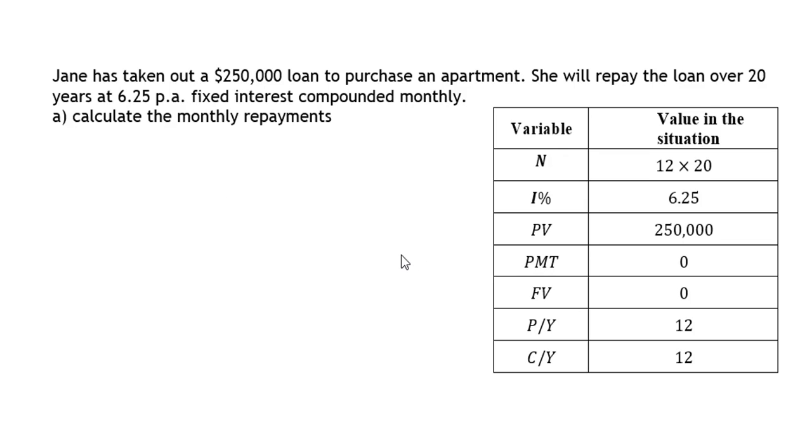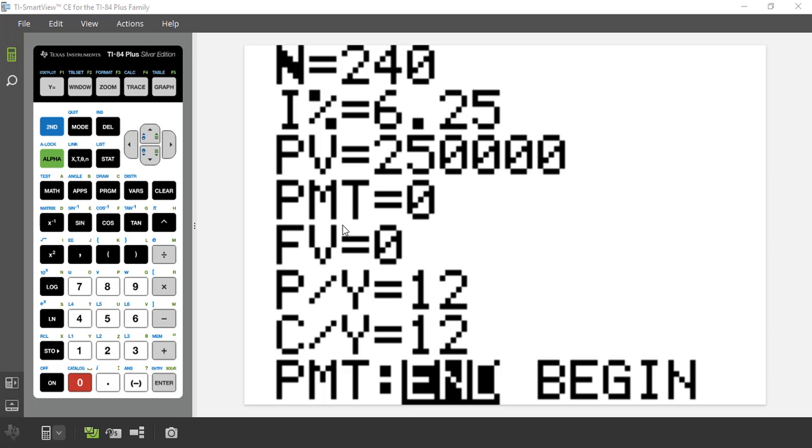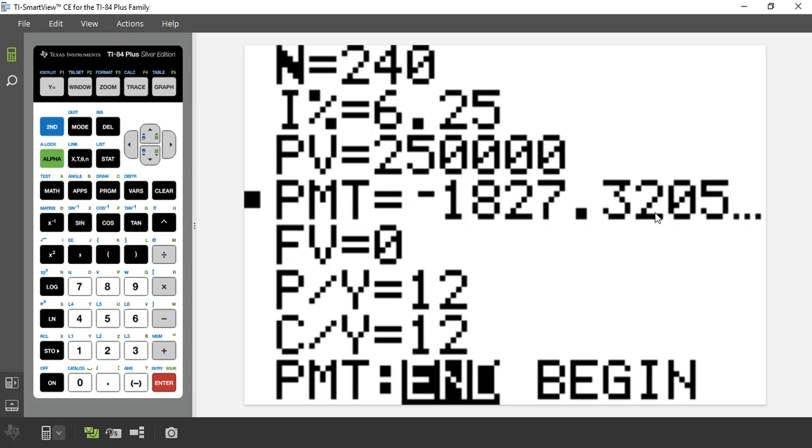Now we will put it into the graphing calculator to figure this out. We are looking for this PMT. So we do alpha, enter. Remember, you always round up. Even though this is a 0, you need to say $1,827.33 because this is a repayment of a loan.